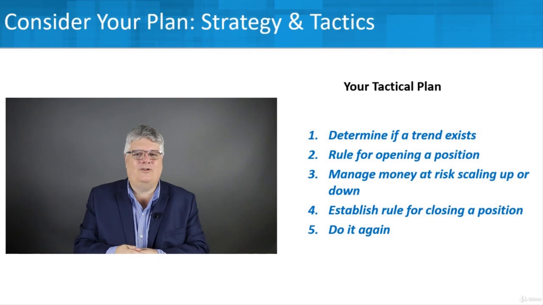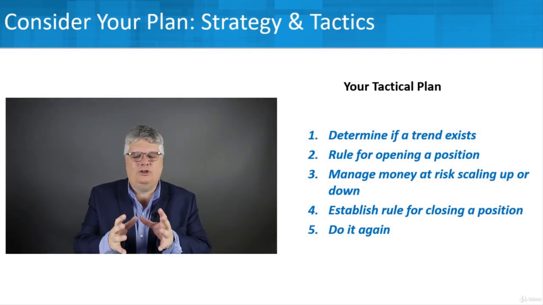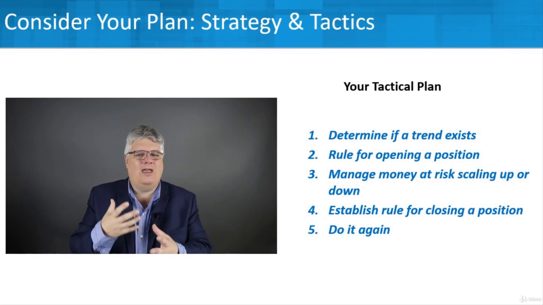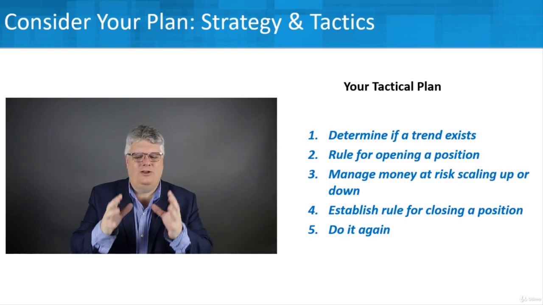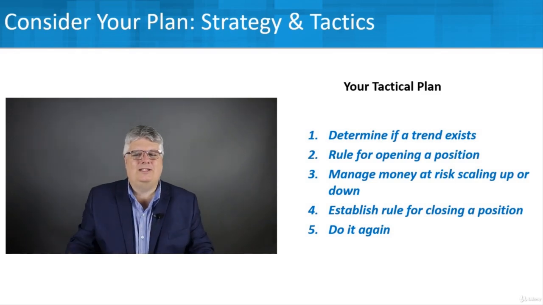The fifth part of your tactical plan is doing it again, tracking your results, knowing what your expectancy ratio is, how much you can expect to make per trade, and you're putting that all together, and then you're doing it over and over again. You have your broad strategy, you have your tactics, and you do it over and over again, and that's how you become very successful as far as trading securities.